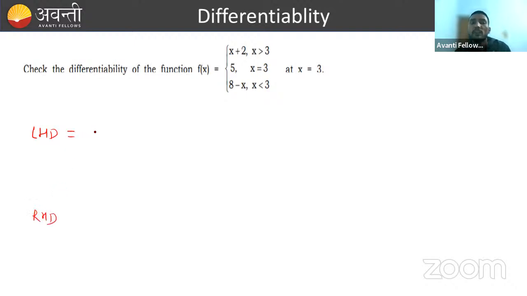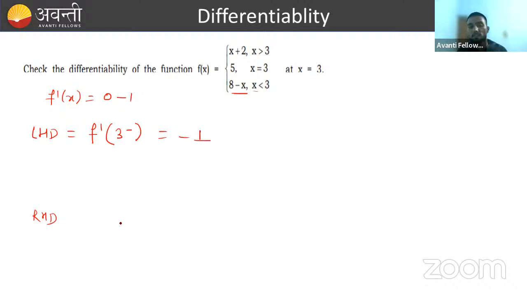But I will tell you another formula that is short one. If you find f dash 3 minus, what you need to do is just take the derivative. If x is less than 3, it is 8 minus x. So if we do the derivative, what is f dash x? It will be 0 for the 8, and minus x gives minus 1. So f dash 3 minus will be minus 1, right?